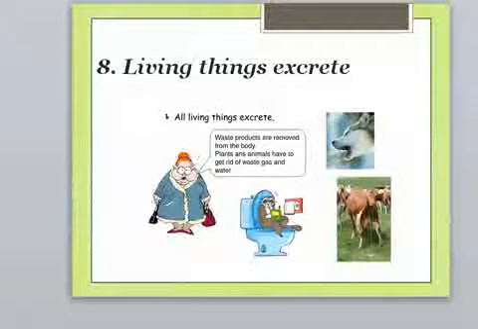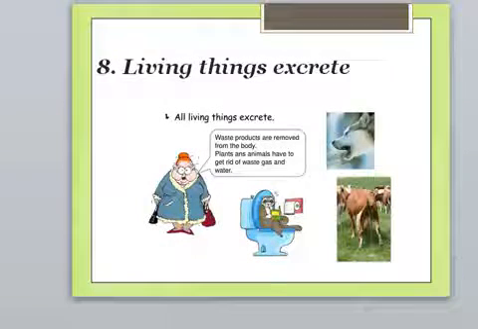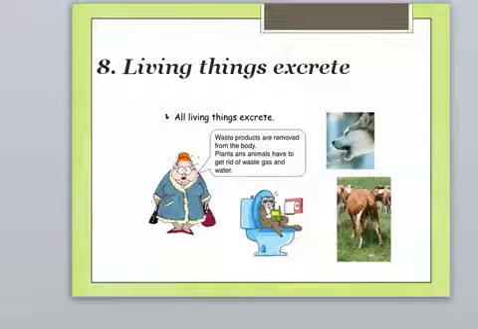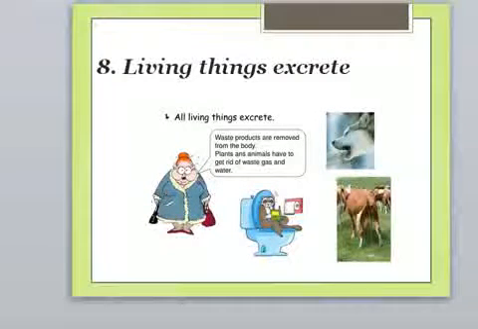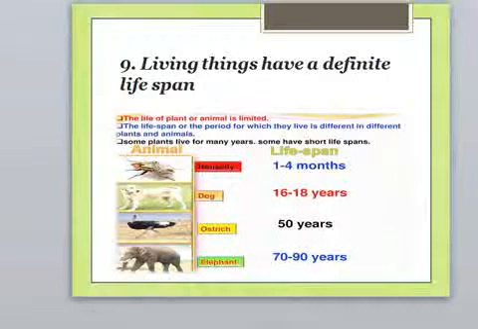Next, living things excrete. All living things excrete. Waste products are removed from the body. Plants and animals have to get rid of the waste as gas and water. Now, the last characteristic.